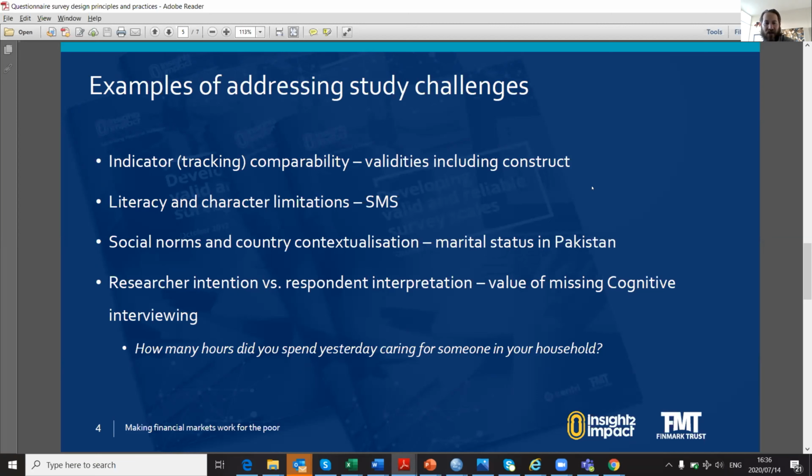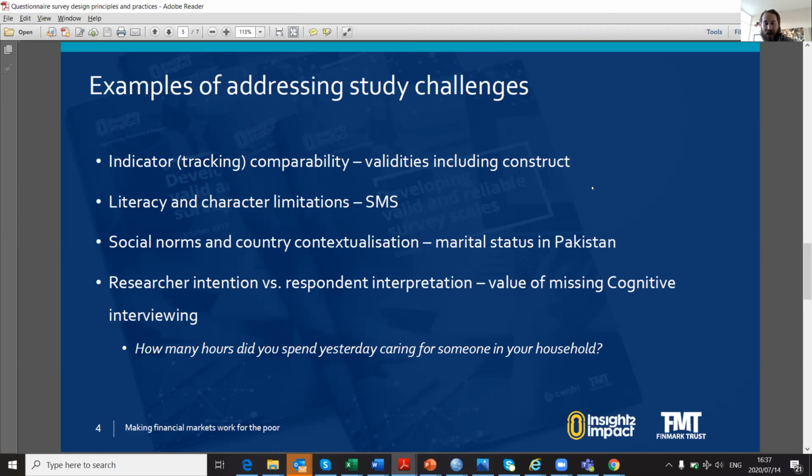The next thing relates to social norms and country contextualization. So we did a survey in a number of different countries, East Africa and Pakistan. We were very interested because it was a gender-related survey in people's relationship status. In many countries, including the East African ones, you can ask people whether they are currently living with their partner or not with their partner. But in Pakistan, if somebody lives with a partner, they're going to be married.